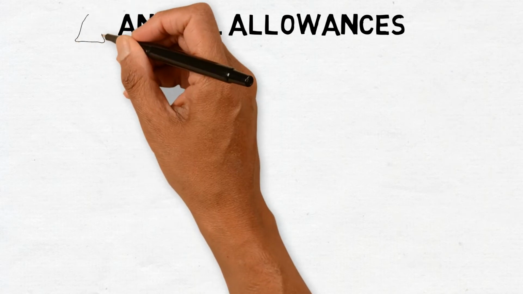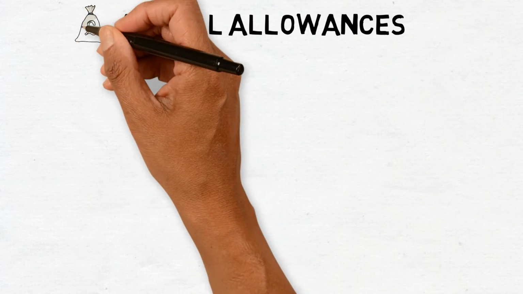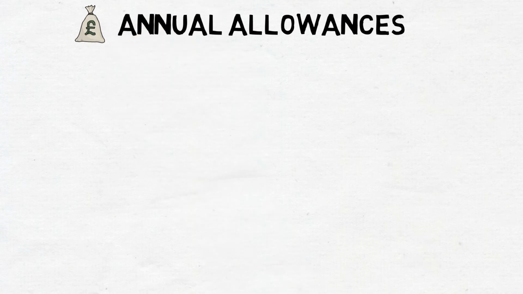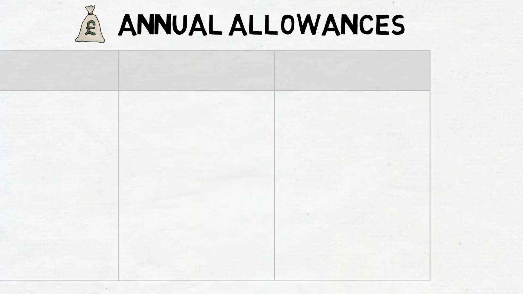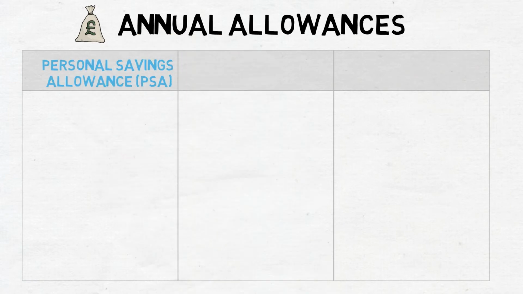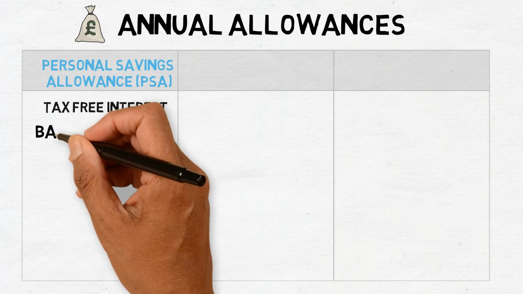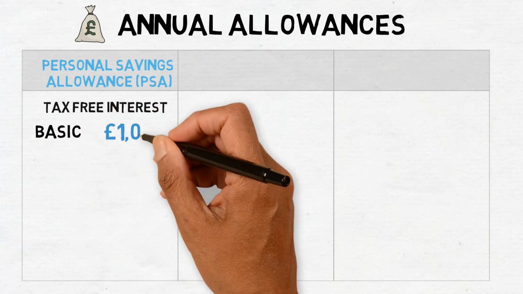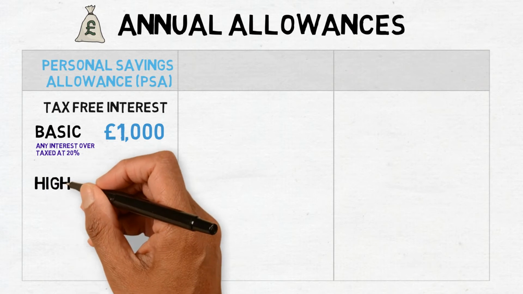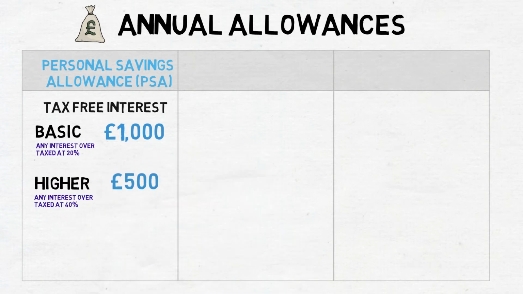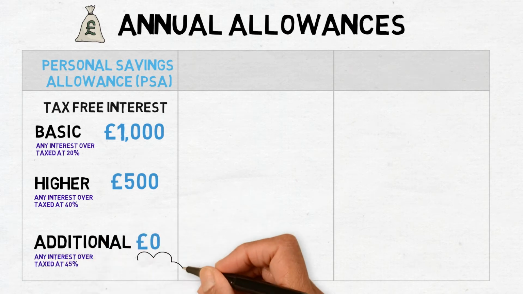So before we look into each individual ISA type, let's run through the 2020-2021 annual allowances and the tax implications when your savings are not in an ISA. The personal savings allowance is the amount of tax-free savings income you can earn each year and is based on your tax band. Any interest received above your allowance will be taxed. So, if you're a basic rate taxpayer, your allowance is £1,000. Higher rate taxpayers have a £500 allowance, and additional rate taxpayers do not have an allowance and so must pay tax on all interest earned.